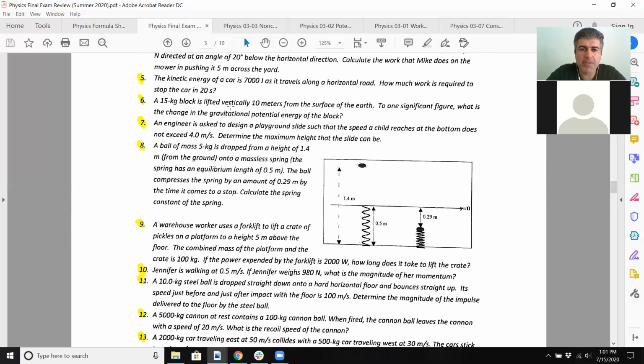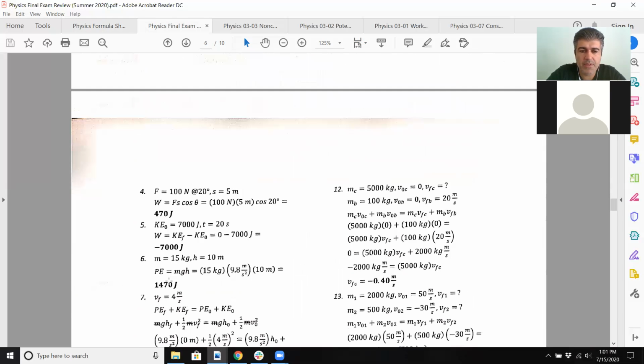6, a 15 kilogram block is lifted vertically 10 meters from the surface of the Earth. To 1 sig fig, what is the change in gravitational potential energy? Just mgh, that's all you're doing. Very easy.